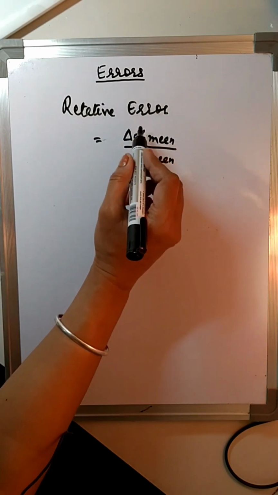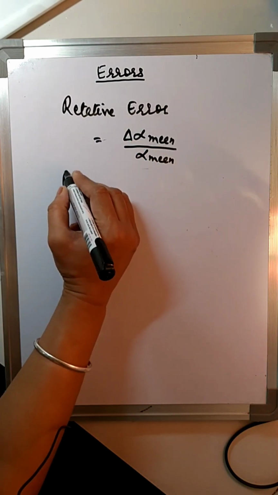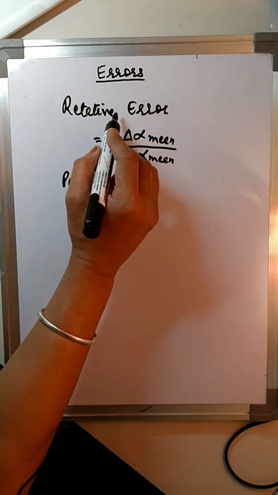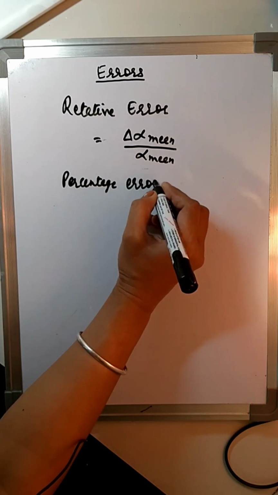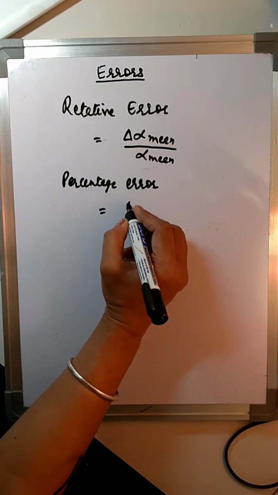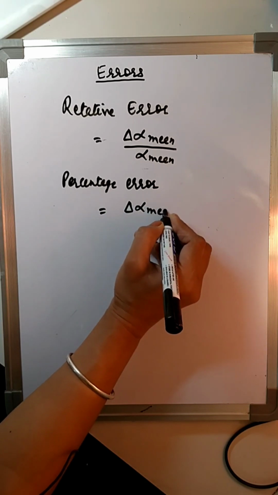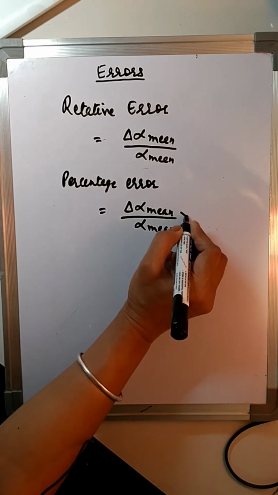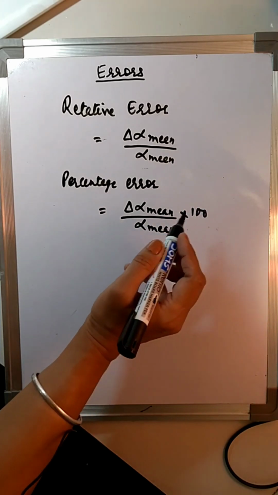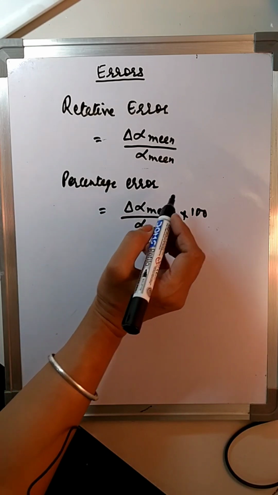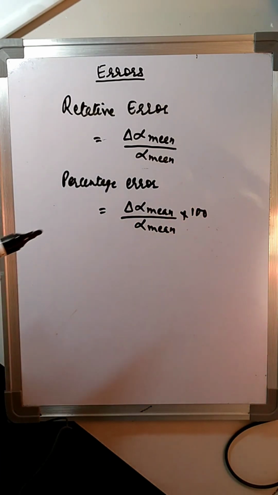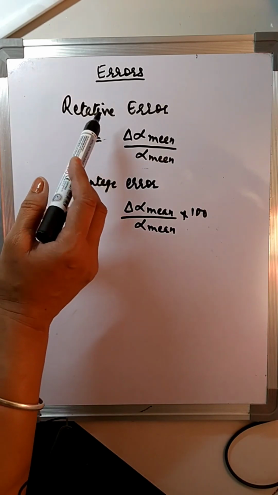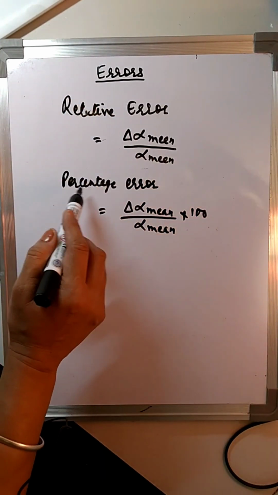So this is called relative error, and percentage error is just the percentage of relative error, which is delta alpha mean divided by alpha mean multiplied by 100. So this is percentage error. So that's all about errors today. We have learned about least count error, absolute error, relative error, and percentage error.